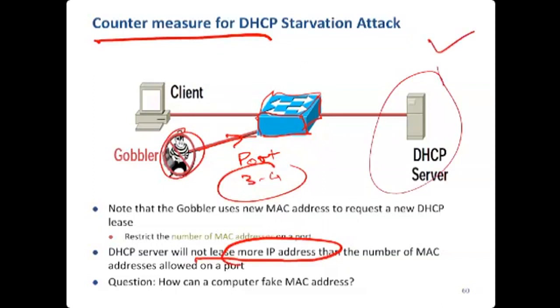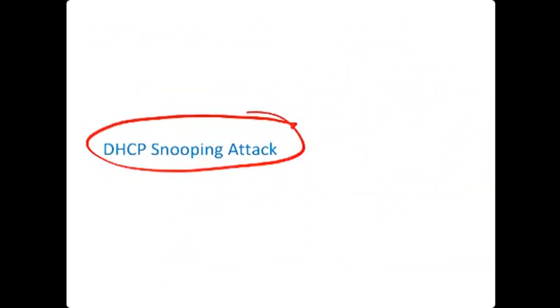Would this guy do it or the switch will do it? It's done by the switch. So you'll have to make the switch a little more intelligent and allow only a certain number of such DHCP requests on any port. Okay, and that's how we can prevent this attack. All right, so let's stop here. We'll go to another attack called DHCP snooping attack in the next class. Okay, any question? All right. Thank you. Then see you tomorrow.